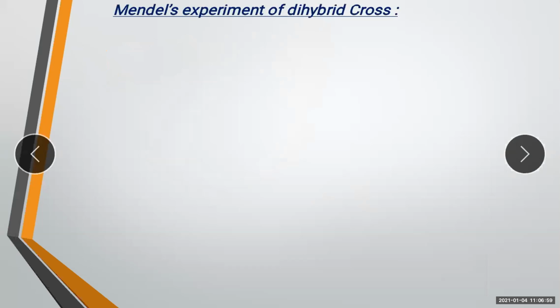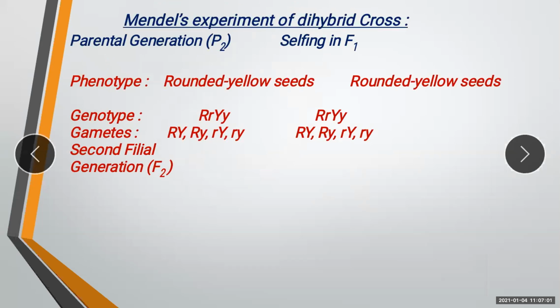So these round yellow type of plants were allowed to self-pollinate. He has again done the crossing between them. So round yellow seeds were allowed to cross-pollinate with the round yellow seeds. So the genotype you can write now. You can write the genotype what it is. Capital R, small r, and capital Y, small y. And here also the genotype is same. Capital R, small r, capital Y, small y.